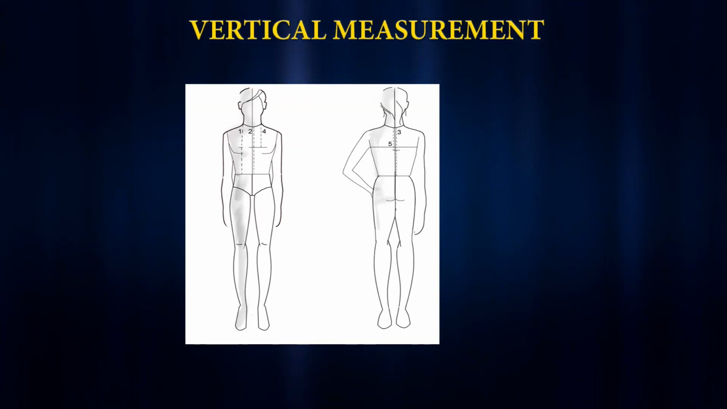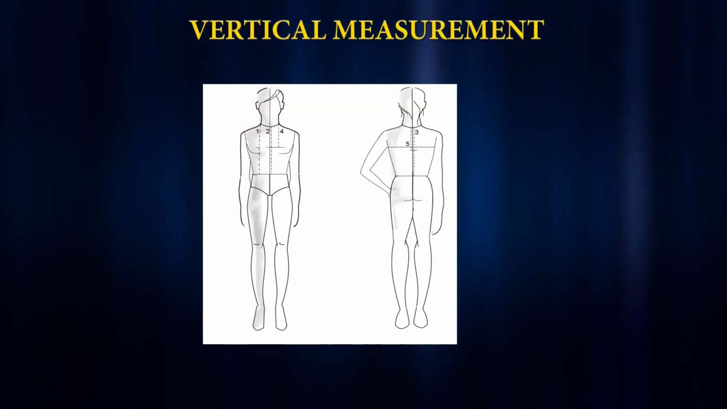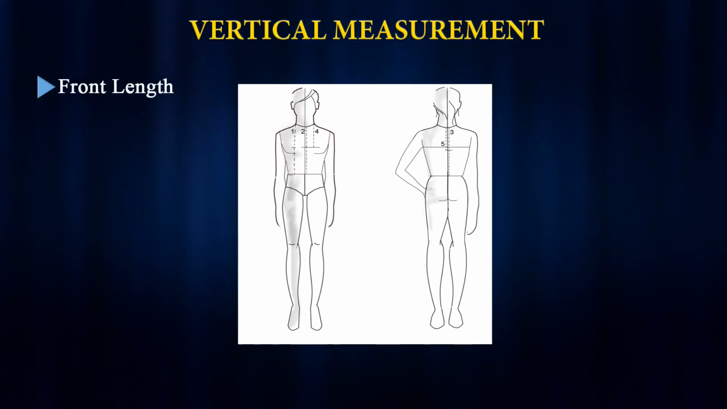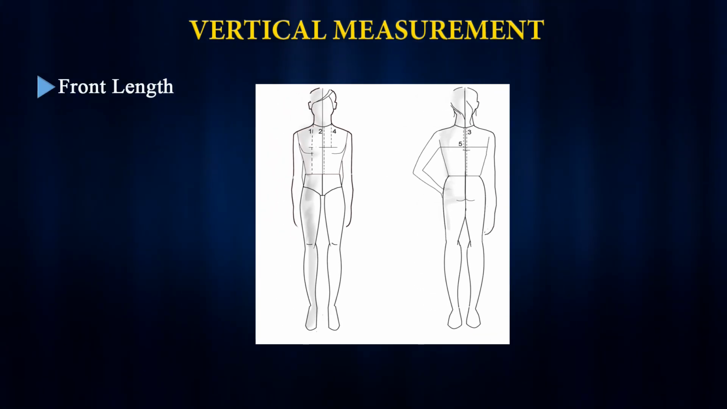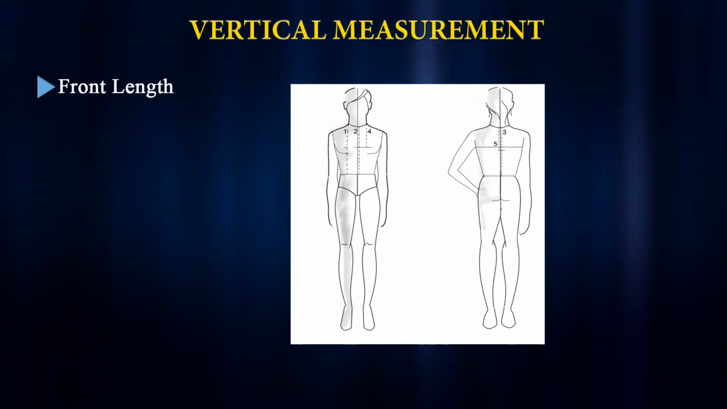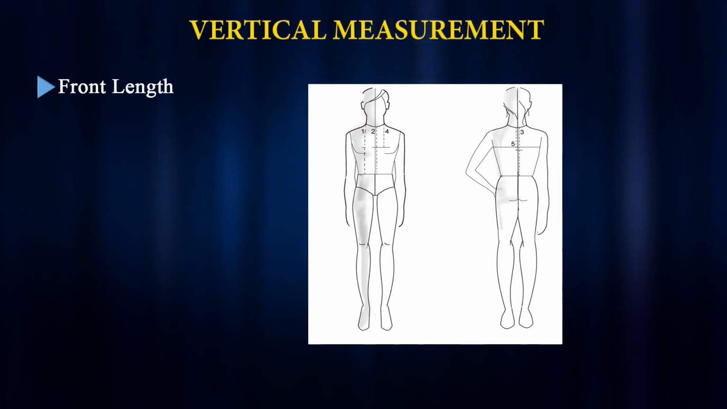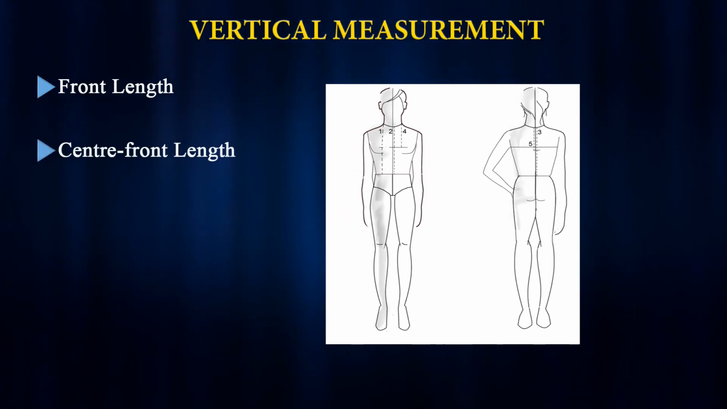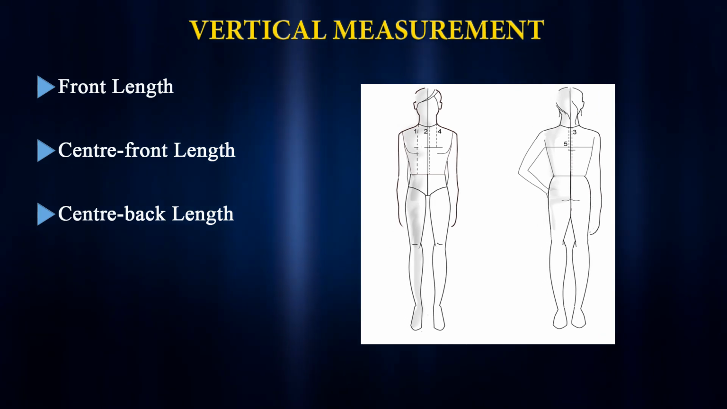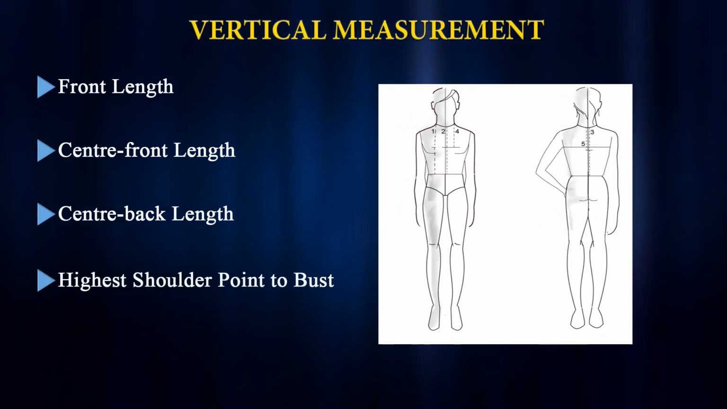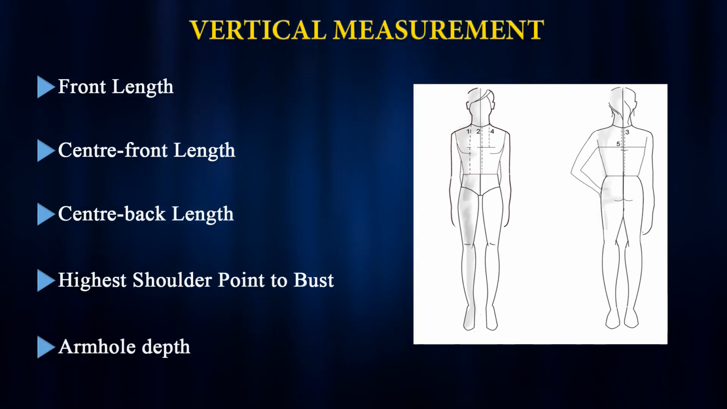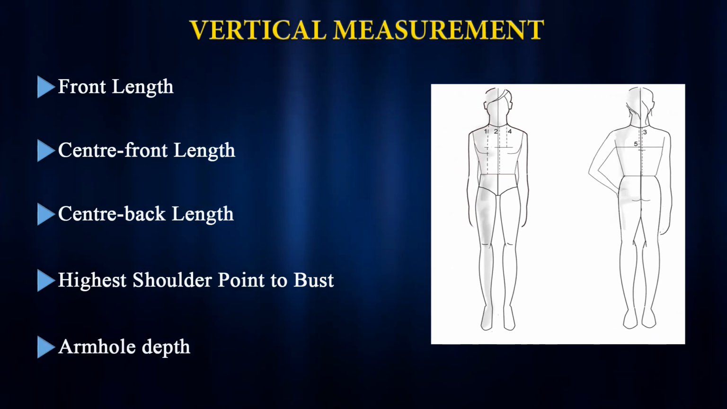Then the third process we take is the vertical measurement, like the front length from the neck. If we are creating a full length garment, we take the length from the nape of the neck to the floor length, or however much length the particular customer wants. Then central front length and central back length, highest point of the bust to the waist length, or the armhole depth. These all come under the vertical measurement.